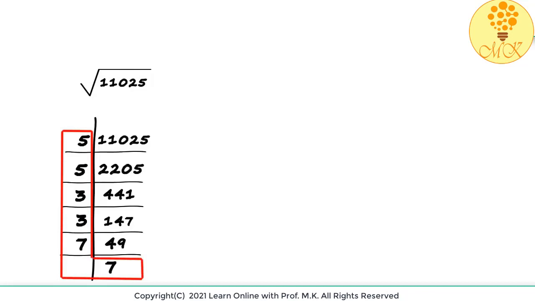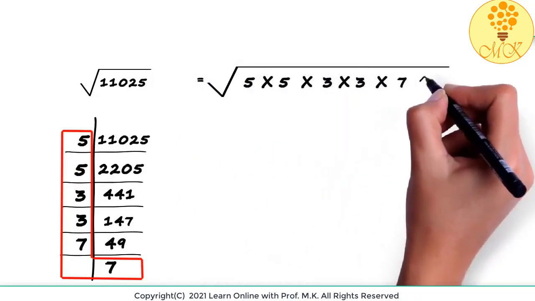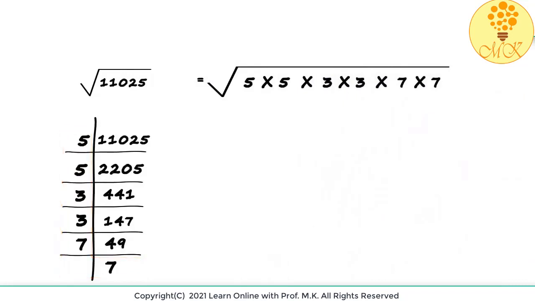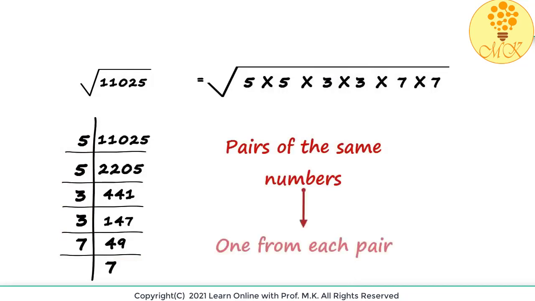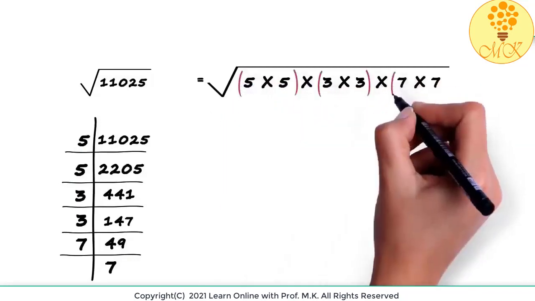Hence, the square root of 11,025 can be written as the square root of 5 times 5 times 3 times 3 times 7 times 7. The next step is to make pairs of the same numbers. And after we find the pairs, we choose one number from each pair. So we have 3 pairs here: a pair of 5s, a pair of 3s, and a pair of 7s.